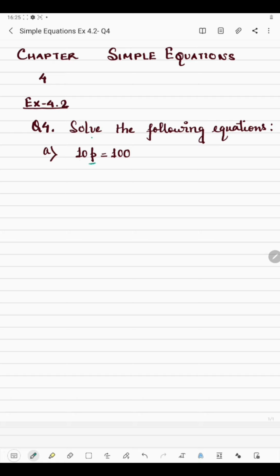If you want to find the value of the variable, which is p here, then you have to remove 10 from here. Now here it is given in multiplication form, so after changing the side it will be division, because we know that plus will be minus, minus will be plus, into will be divide, and divide will be into. Since it is given in multiplication form, we will have to do division.